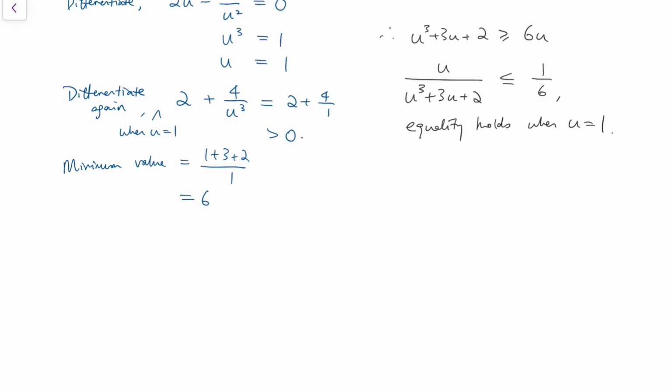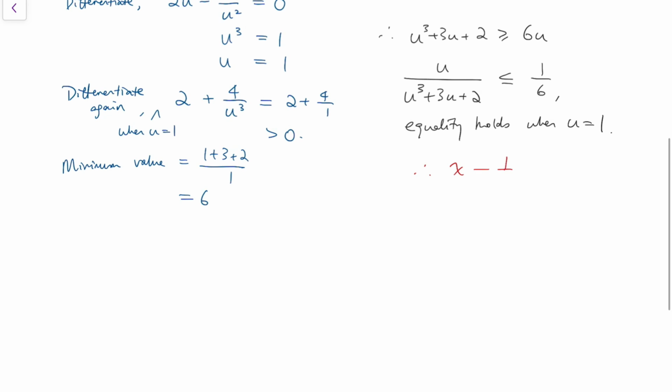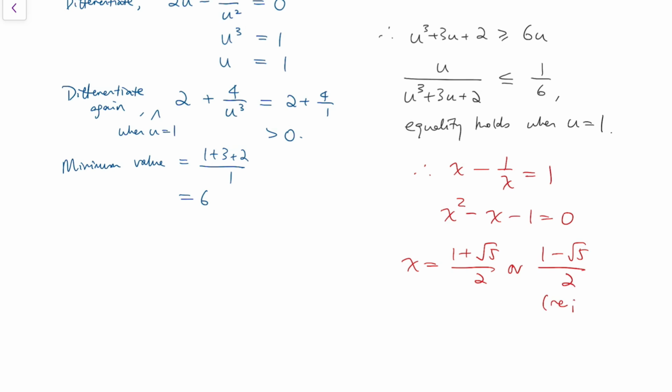The last question is, what's the value of x when this maximum value is attained? So we know that u equals 1, and equivalently, that means x minus 1 over x is equal to 1 by definition of u. So with a quadratic in x, we have x equals either (1 plus root 5) over 2 or (1 minus root 5) over 2. But of course, we reject the minus case because we want x to be larger than 1. So the maximum is 1 over 6, which occurs when x equals (1 plus square root 5) over 2.